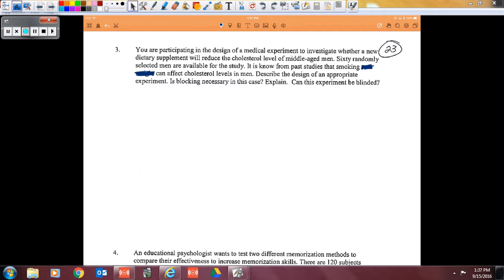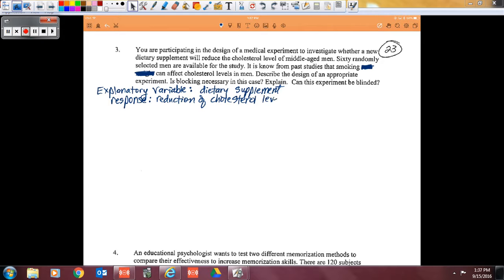Is blocking necessary in this case? Explain. What's our explanatory variable? What is the thing explaining stuff? What are they testing? Yep, they are testing a new dietary supplement. Good. What is the response that they will be measuring so you know if it works or not? Good. So reduction of cholesterol levels.